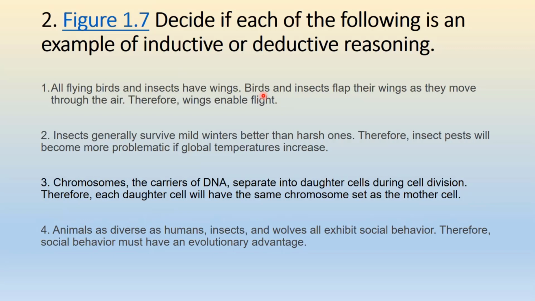The first statement is: all flying birds and insects have wings. Birds and insects flap their wings as they move through the air. Therefore, wings enable flight. Is this deductive or inductive reasoning? The inductive reason. Inductive. Okay, why?